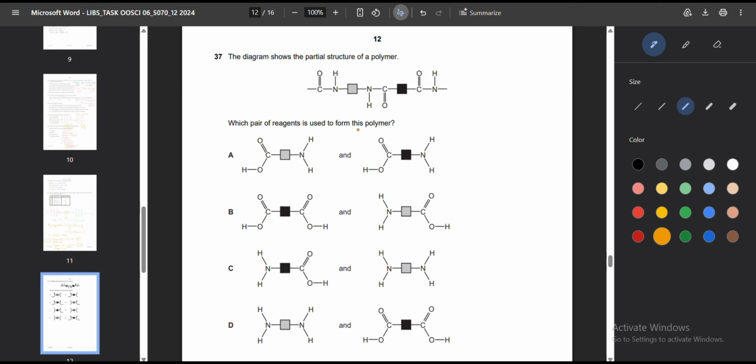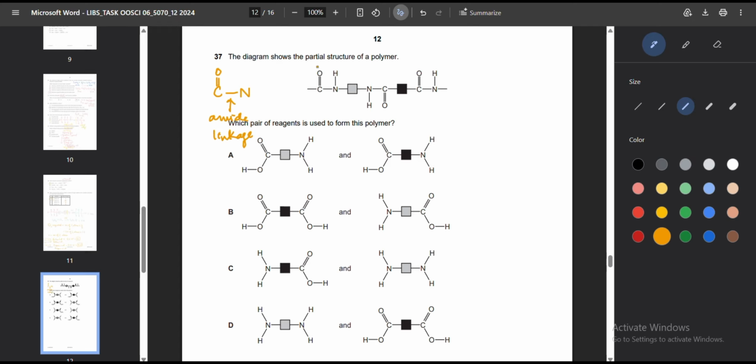Question number 37. In question number 37, a diagram is shown. It shows the partial structure of a polymer. This is the polymer that is given, and you have to find out which pair of reagents is used to form this polymer. So we have to find out the monomers in it. In this we can see the amide linkages. What is an amide linkage? It's a linkage between CO and N. This linkage is called an amide linkage.